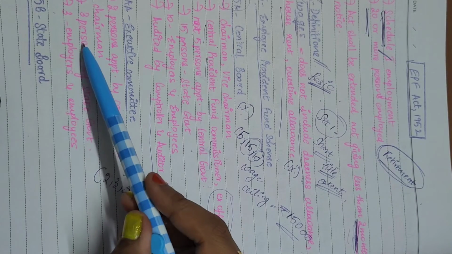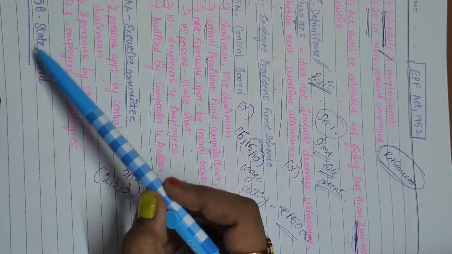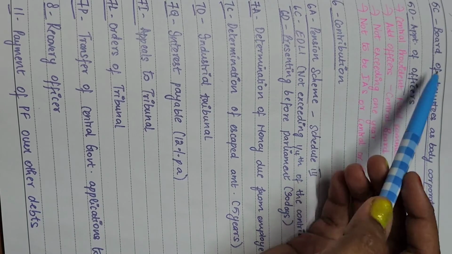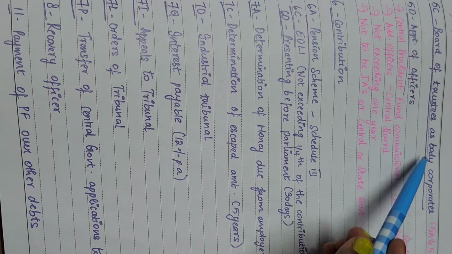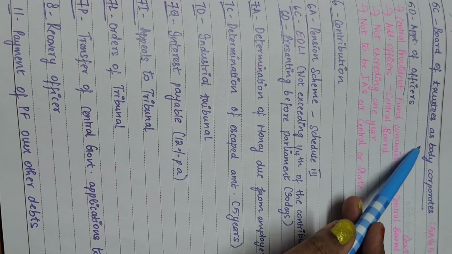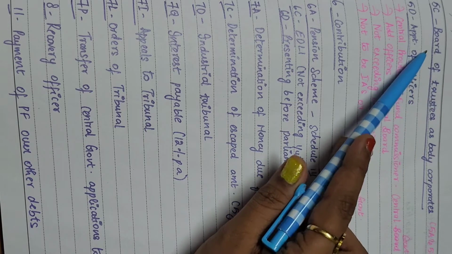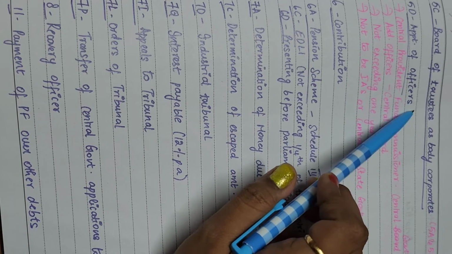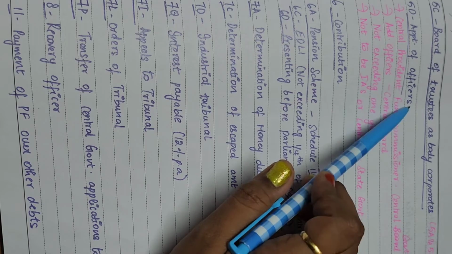And 5B is the state board, so you just have to remember the section for the state board. Next comes section 5C. It's Board of Trustees as body corporates. You can just remember the section for this. And section 5D is the appointment of officers, which is again important. The officers who are there under this act.